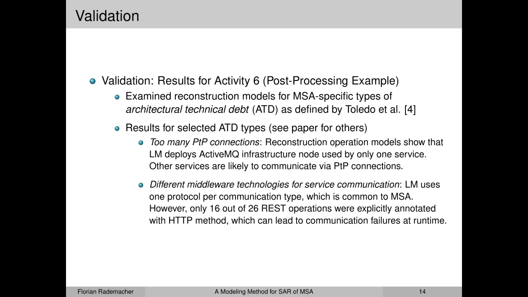However, we could also see from our service models that only 16 out of 26 REST operations were explicitly annotated with an HTTP method. This can lead to communication failures at runtime if a caller tries to invoke the other 10 REST operations that do not have an HTTP method. So the invocation can fail due to the lack of an HTTP method.